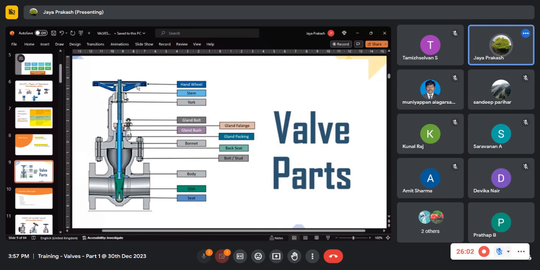So these are the main parts: body, bonnet, and the packing area, where you have the gland packing, back seat, and other packing material. Everything is assembled here in the gland area. The back seat is mainly for globe valves and gate valves. Other valves will not have a back seat. Does anybody know the use of a back seat? Why do they have a back seat in the valves?